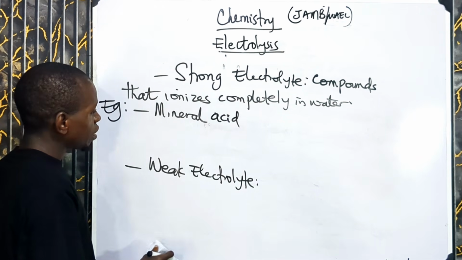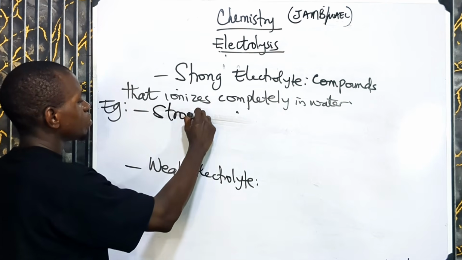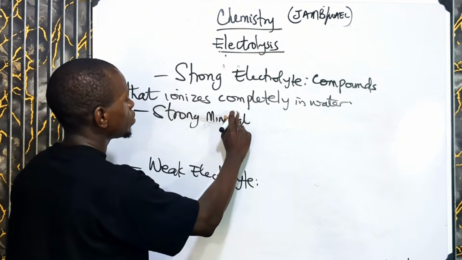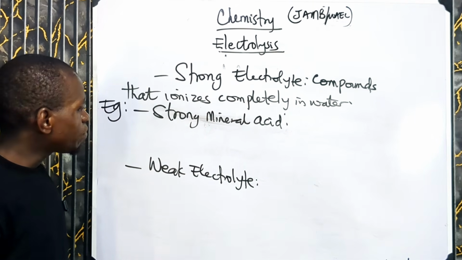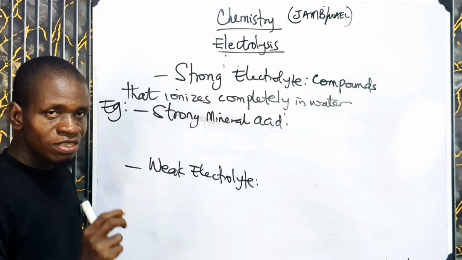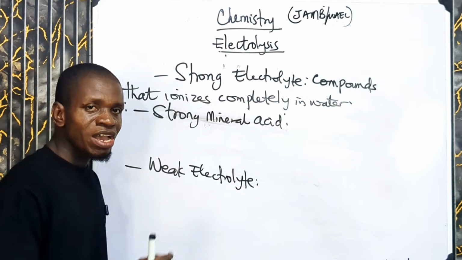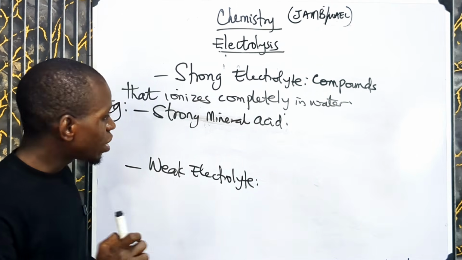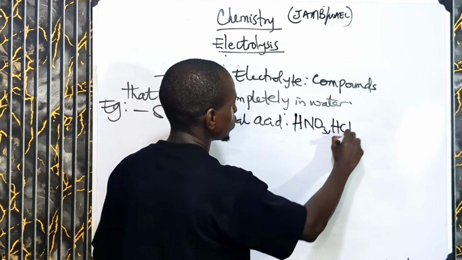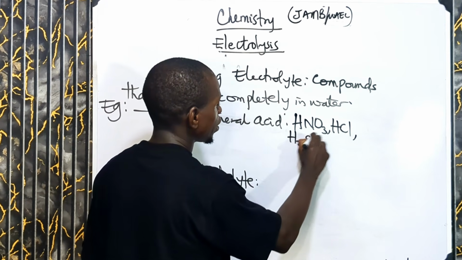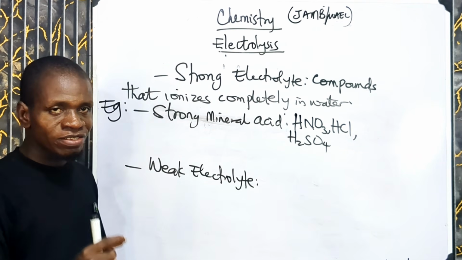So we have our strong mineral acid. Let me put the word here. It's going to be strong mineral acid, not just mineral acid, because we have so many mineral acids. The strong mineral acids that we have are only three. Please take note of this and listen carefully. I said that the strong mineral acids that we have are only three in nature. They are HNO3, HCl, and H2SO4. These are the only strong mineral acids that we have.